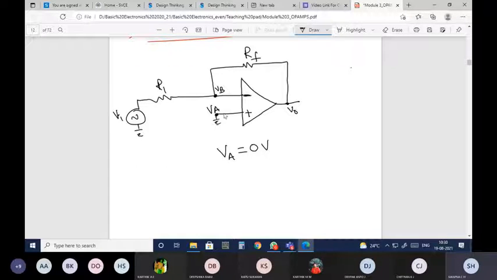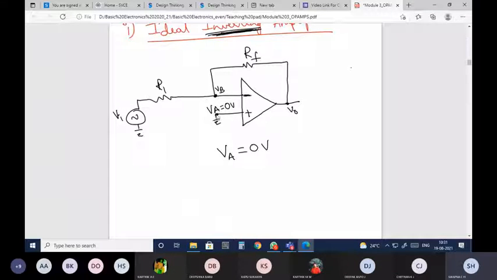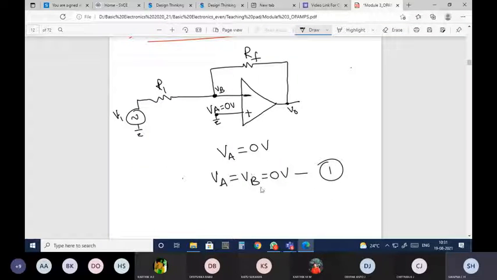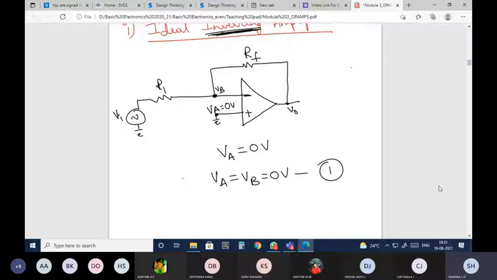This is grounded. It means that the voltage here will be equal to 0 volts. And according to the virtual ground concept, when you have the negative feedback, the terminal voltages here will be the same. It means that VA is equal to VB. So since VA is equal to VB, VB will also be equal to 0 volts. This is the first equation, equation 1. This is a very important equation which you need to know. According to the virtual ground concept, VA will be equal to VB. This voltage and this voltage will remain the same.